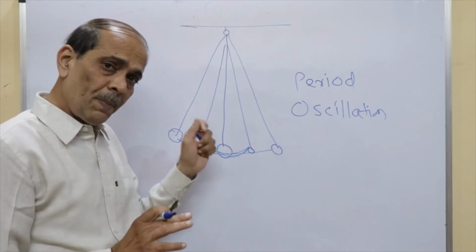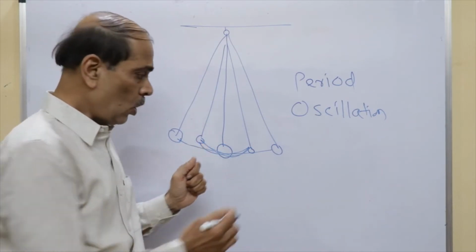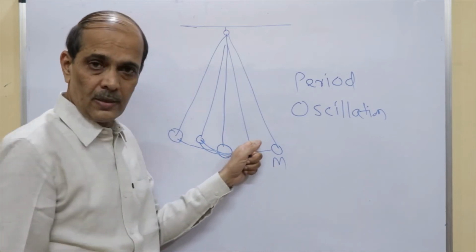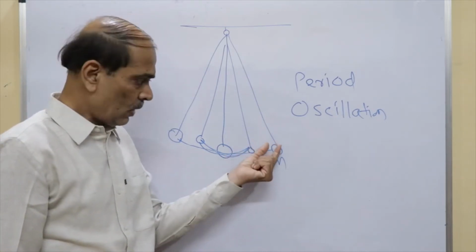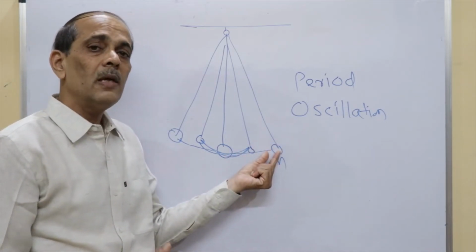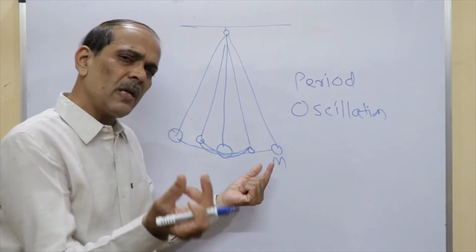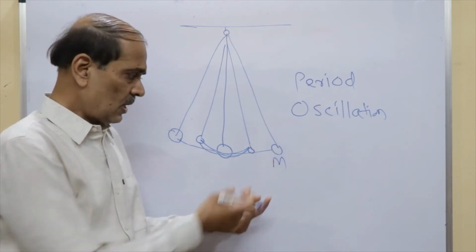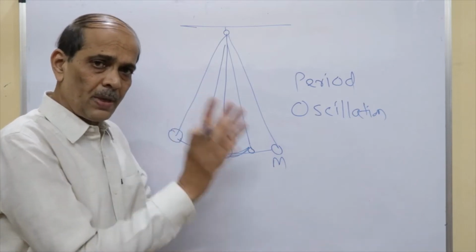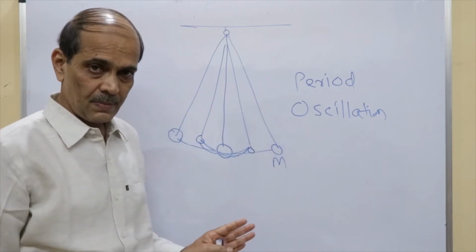So the period of a pendulum depends not on the mass of this object. You can suspend a bob with 1 kilogram or maybe just 100 grams. Still the result will be the same. So the period is independent of mass.